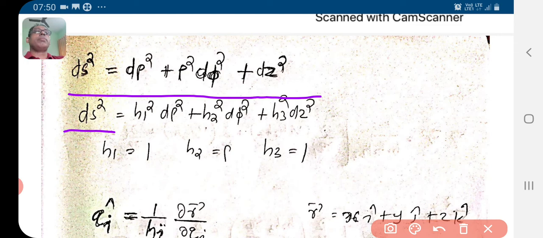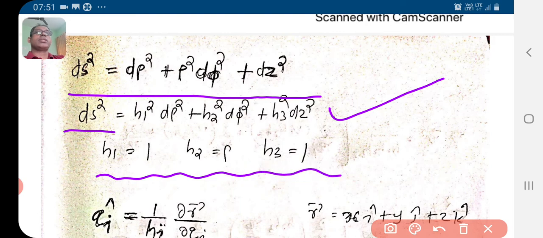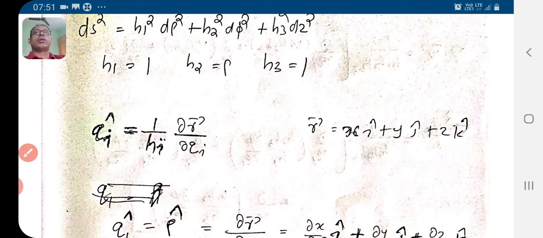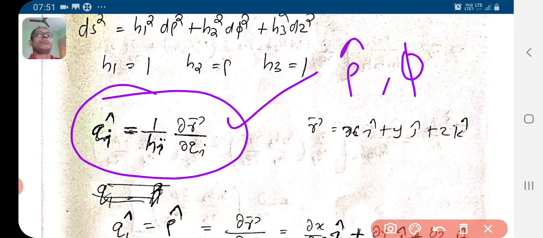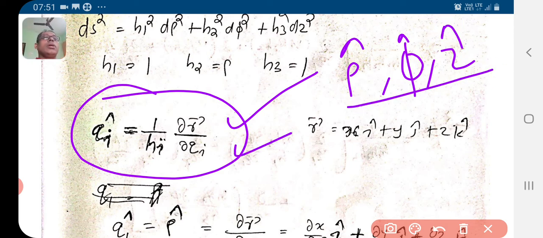So comparing with this general expression for ds square, we get the scale factors as h1 equal to 1, h2 equal to rho, and h3 equal to 1. Also, qi, the unit vector, this is the general expression for finding the unit vectors. Rho, phi and z, we have to find the unit vectors. So we use this general expression, and R is xi plus yj plus zk.